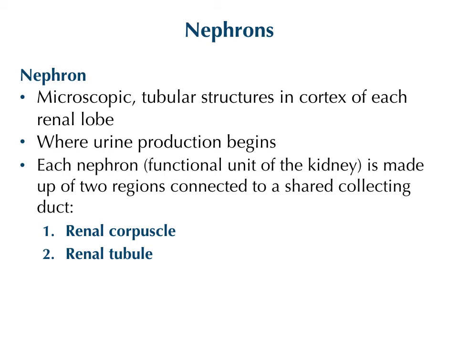The nephrons will begin in the cortex and the tubules will dip down into the medulla, and then they will return to the cortex before draining into the collecting duct. As the functional unit of the kidney, the nephron is where the production of urine begins. Each nephron is made up of two regions that are connected to a shared collecting duct. These two regions are the renal corpuscle and the renal tubule.